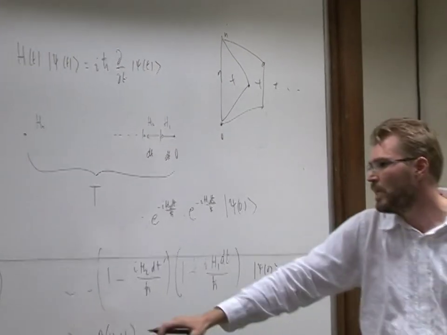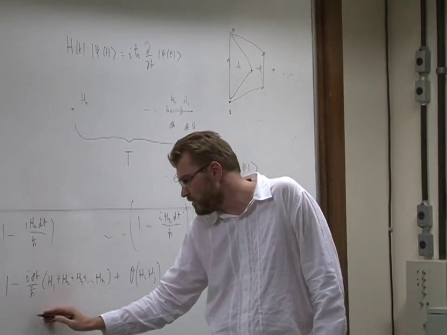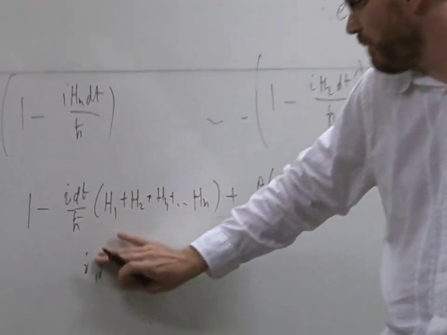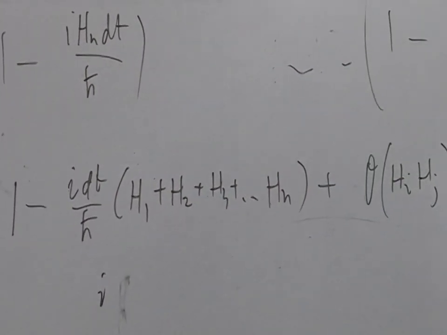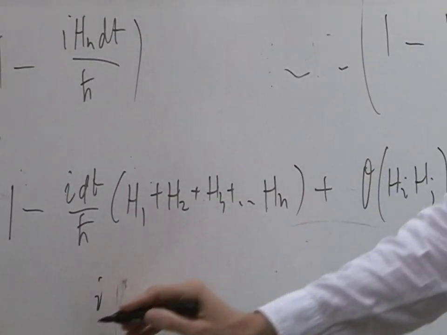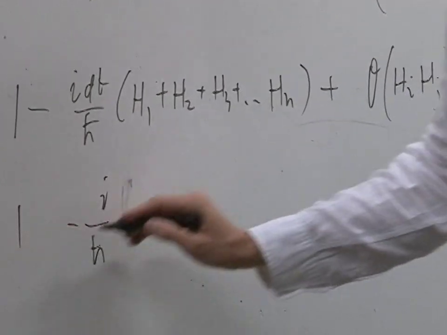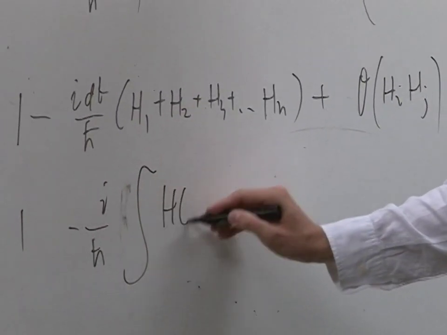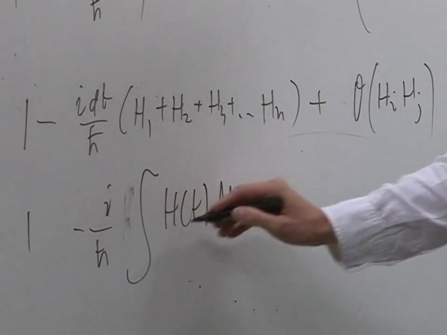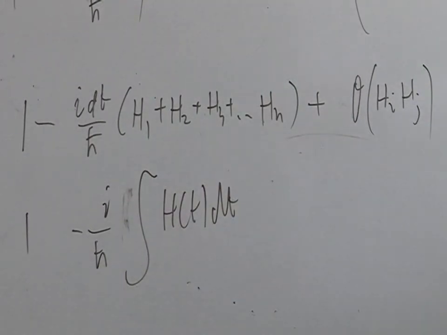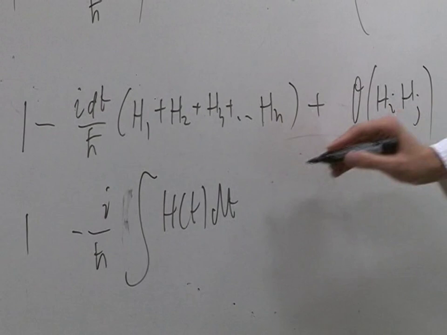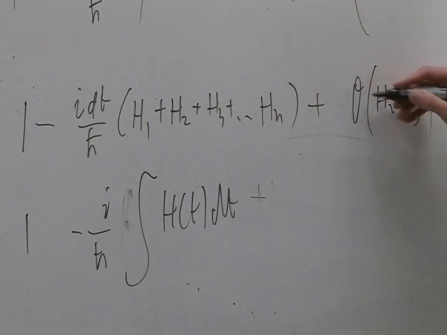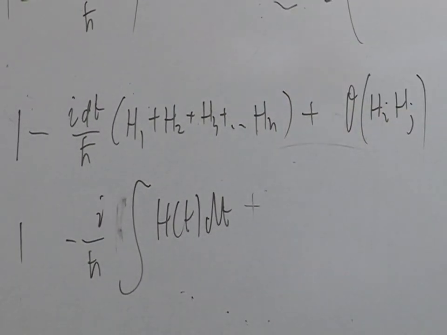It's very boring. And some of you may have seen this as, if I take the continuum limit and pretend that I've really divided it into infinitesimal intervals, this will be minus i over h bar times the integral of the Hamiltonian times dt. Okay, that's the first order, that's Fermi's golden rule, if you like, for those of you who know about it. Then the second order and so on. That's how you do this.